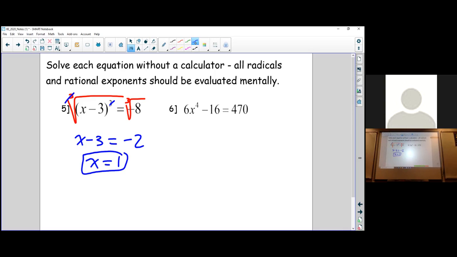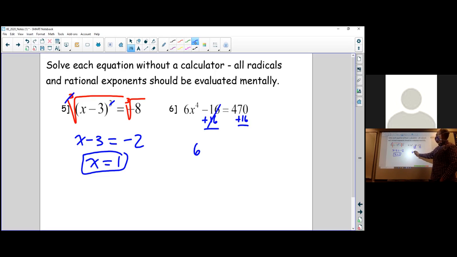For number 6, on the left side, I have 6x to the 4th, and it's subtracting 16. So sometimes when you don't have things grouped together, like number 5 is grouped together because x minus 3 is in parentheses. But number 6, it's not grouped together. So sometimes you want to try and get rid of as much as possible before you deal with, in this case, the 4th root. So eventually I'm going to have to take the 4th root of both sides, but I'm not there yet. So I'm going to add 16 to both sides.